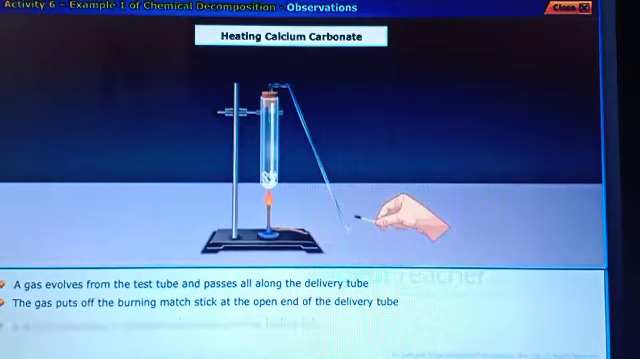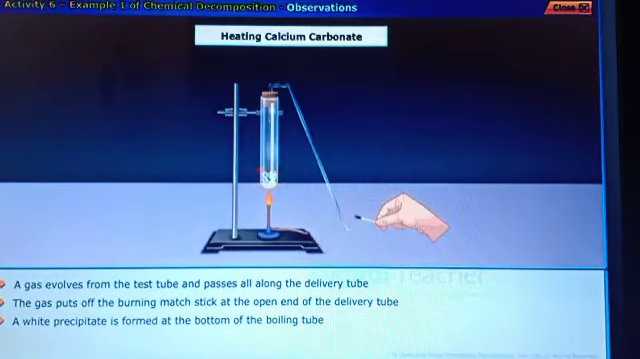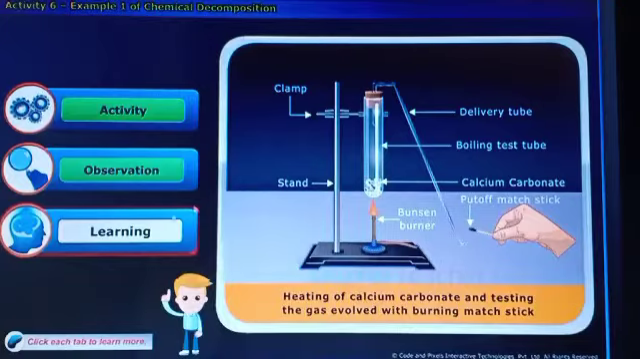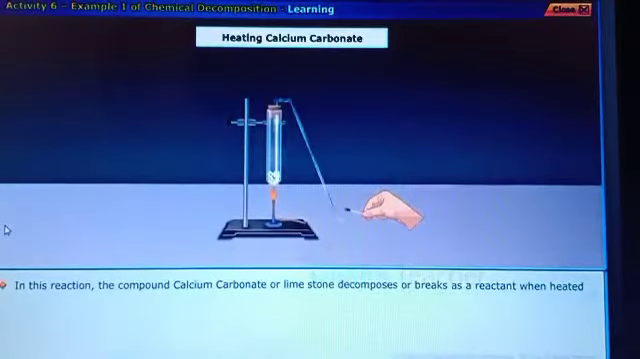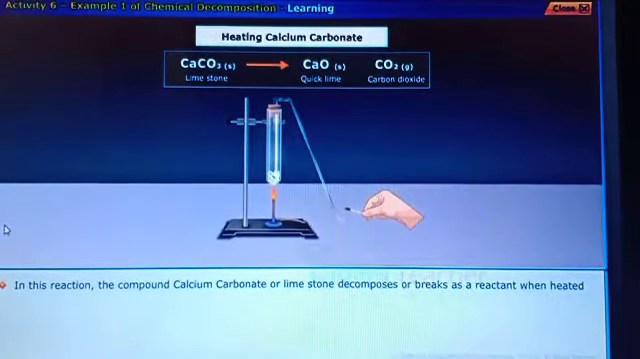The gas is put to the burning matchstick at the open end of a delivery tube. You can see the white precipitate is formed at the bottom of the test tube. Now let's see the learning outcomes, or you can say the conclusion.